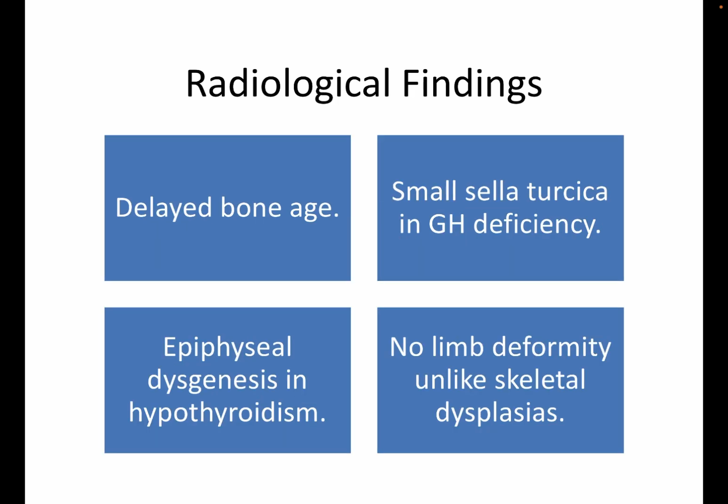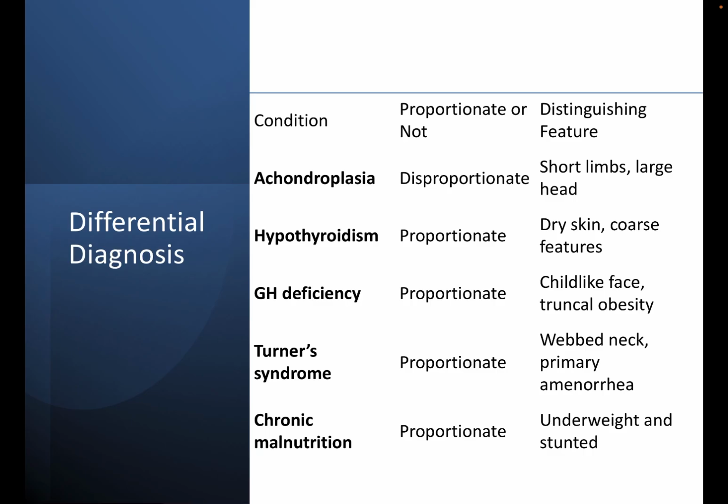In case of radiological findings, there will be delayed bone age, small sella turcica in growth hormone deficiency, and epiphyseal dysgenesis in hypothyroidism. There will not be any limb deformity, unlike in skeletal dysplasias. So differential diagnosis includes achondroplasia, hypothyroidism, growth hormone deficiency, Turner syndrome, and chronic malnutrition. In achondroplasia, the dwarfism will be disproportionate. In others, it will be proportionate.